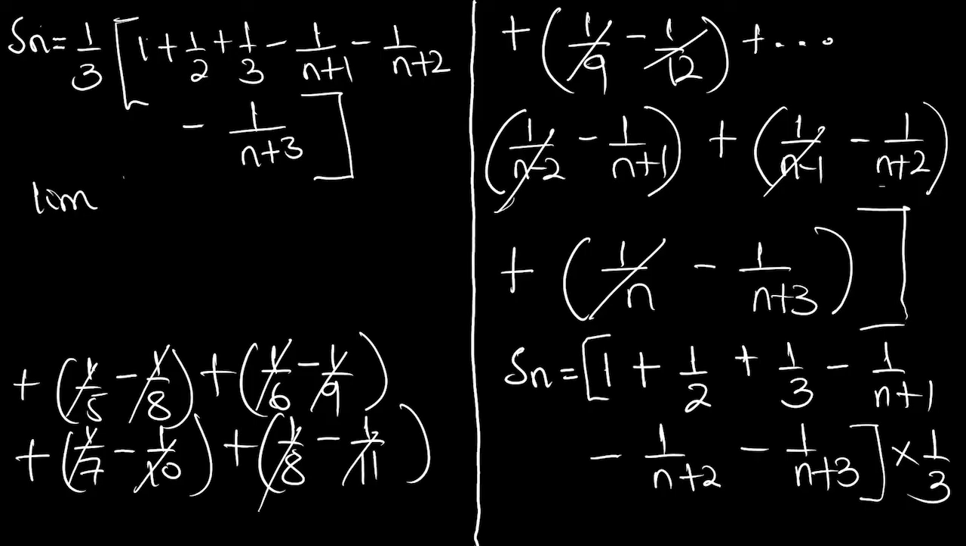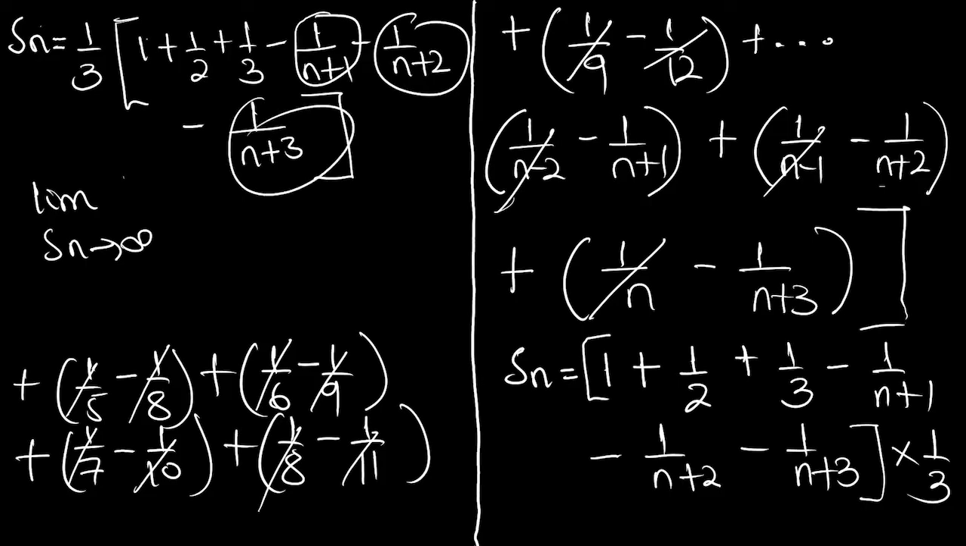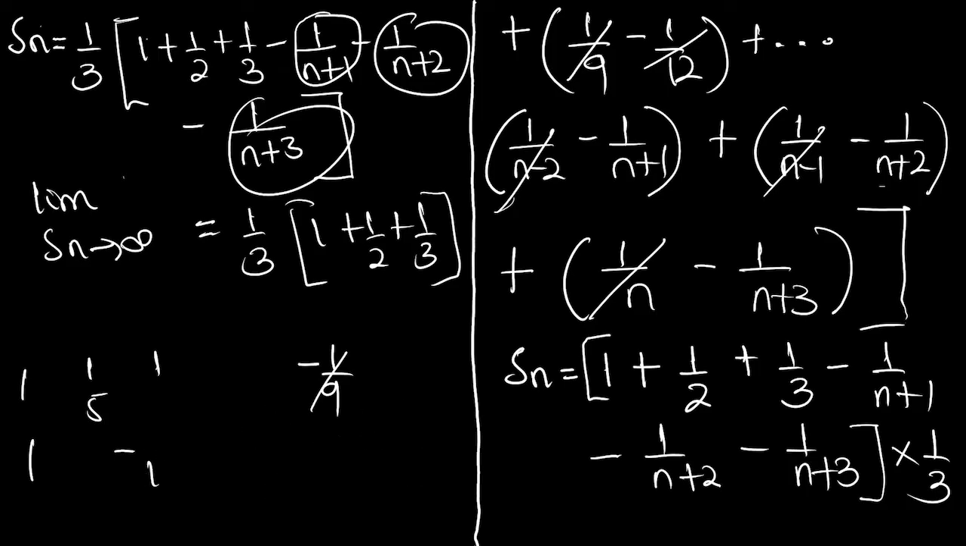So let's take the limit as n approaches infinity of the partial sum. As n approaches infinity of this partial sum, 1 over n plus 1, 1 over n plus 2, and 1 over n plus 3 are going to go to 0. So we are going to have 1 over 3 out, 1 plus half plus 1 over 3. This is what we are going to have left. All right, so as n approaches infinity, everything here is going to go to 0 except 1, 1 half and 1 over 3.